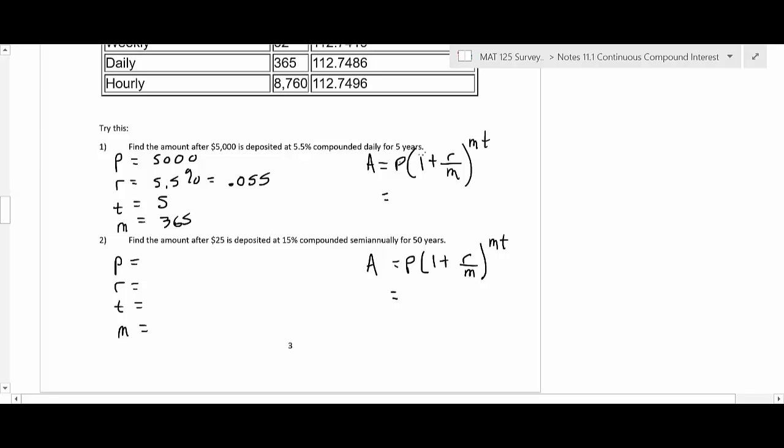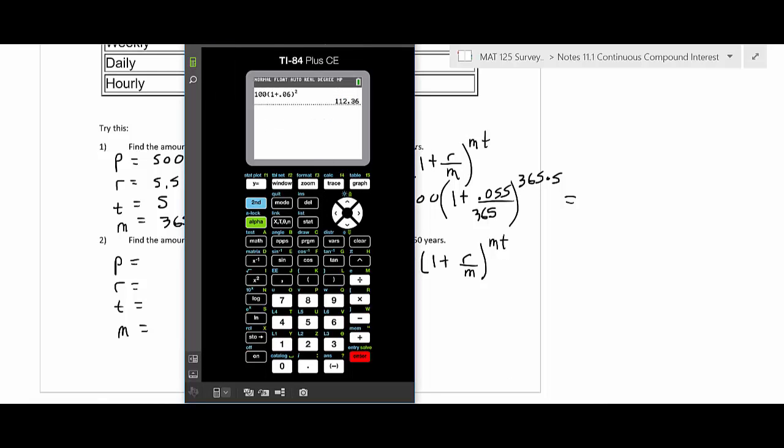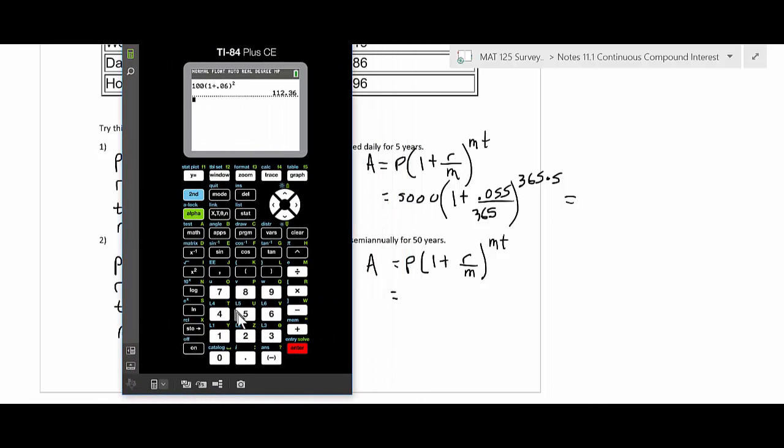365, right. Okay, so when you set it up, you're going to go 5,000 times 1 plus 0.055 over 365. Then your exponent is going to be 365 times the 5 like that. So what did you get? 7,000 and something? 6,000 and something? Okay, you just want to make sure you're doing everything right on your calculator.